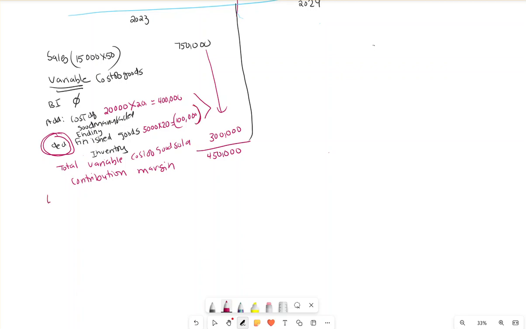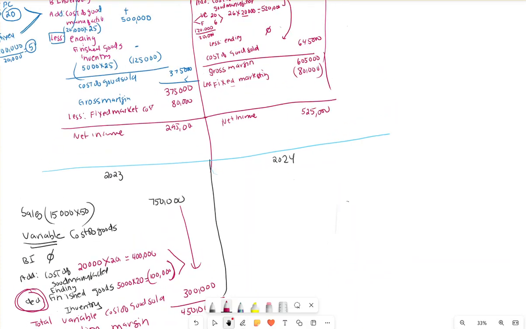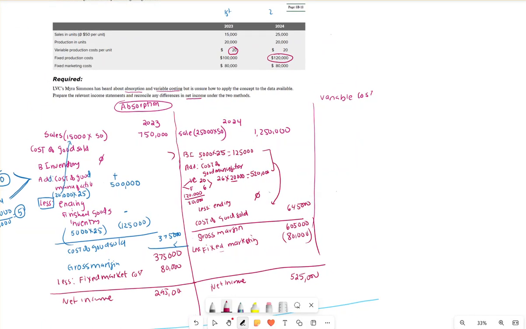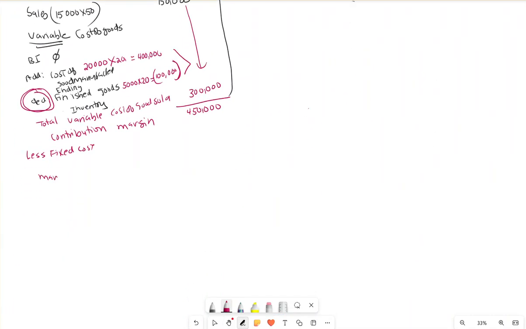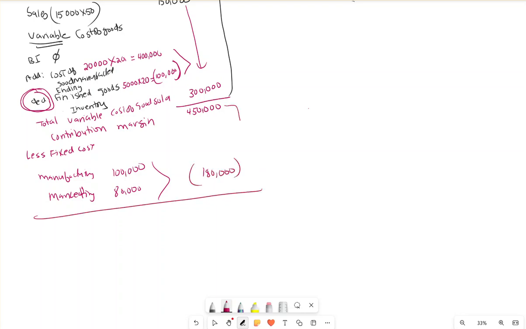Then we're looking at less my fixed cost. Doesn't matter if it's a production cost or marketing cost, we have to put it together, and they told us in the question, we have a manufacturing cost, which is 100,000. We have your marketing cost, which is also fixed, and that is my 80,000. If we put it together, that is my 180,000. Difference between the both numbers will give me my net income.